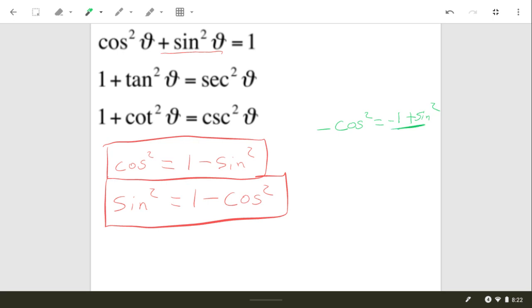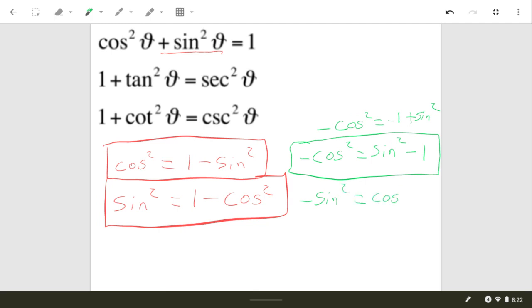Usually they won't write it in this order. Typically what you'll see is negative cosine squared is the same as, just rearranging the terms, sine squared minus 1. Okay? So if you ever run across a sine squared minus 1, you'll know that that's equal to negative cosine squared. Negative sine squared is equal to cosine squared minus 1.